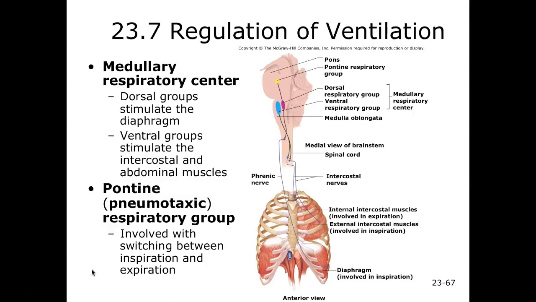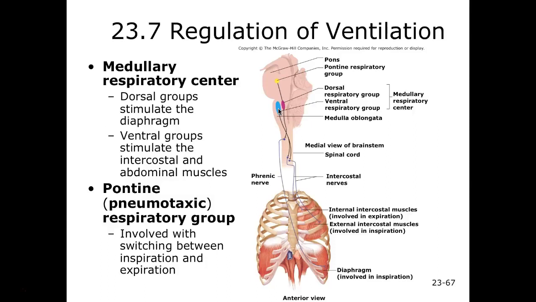We have two major respiratory centers or groups within our body. First, we have our medullary respiratory center, and this is really made up of two different respiratory groups. We have our dorsal respiratory groups, which you see in the pink here, and we have two ventral respiratory groups. These are longitudinal columns, and they're bilateral, so we have them on the right and left side of our medulla.